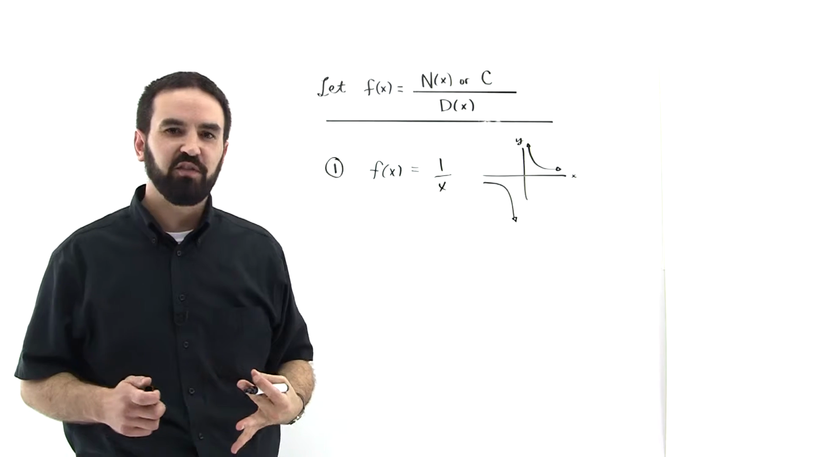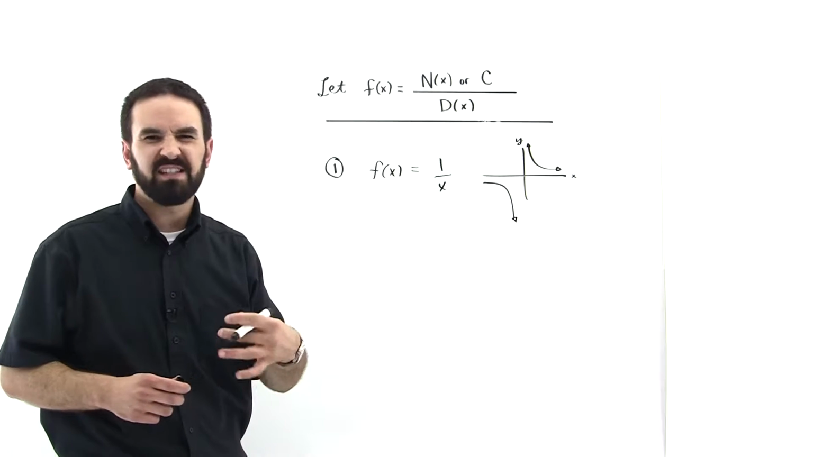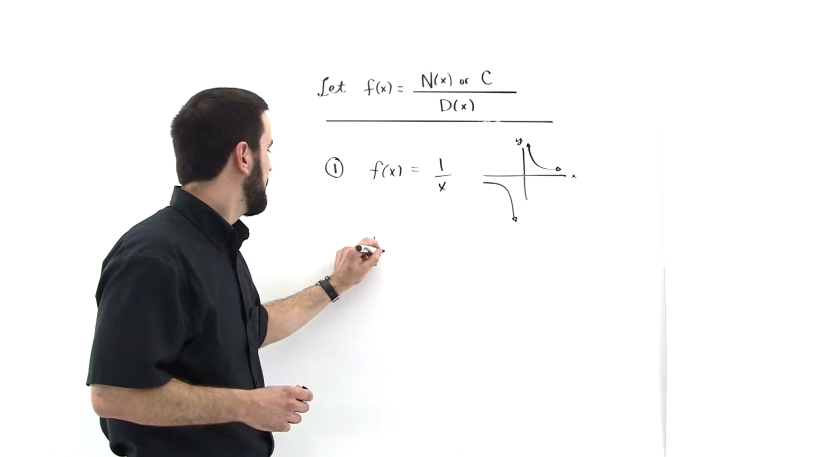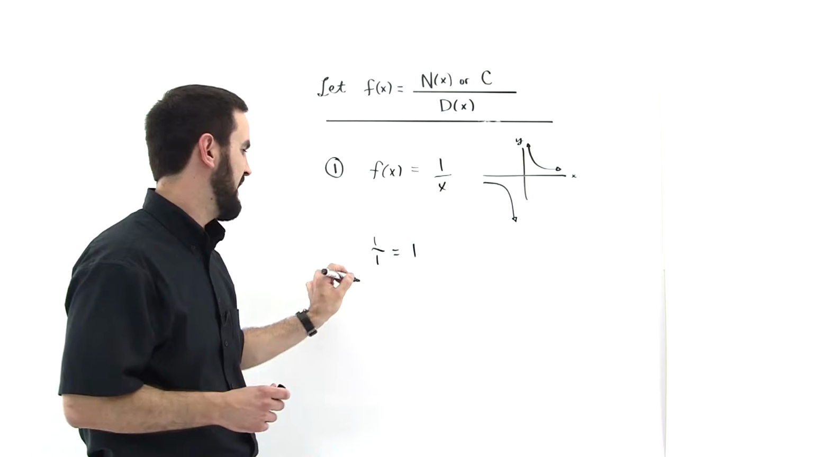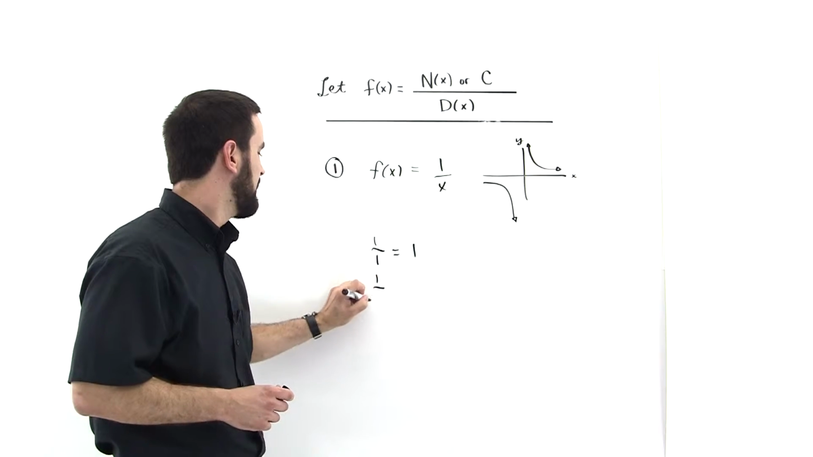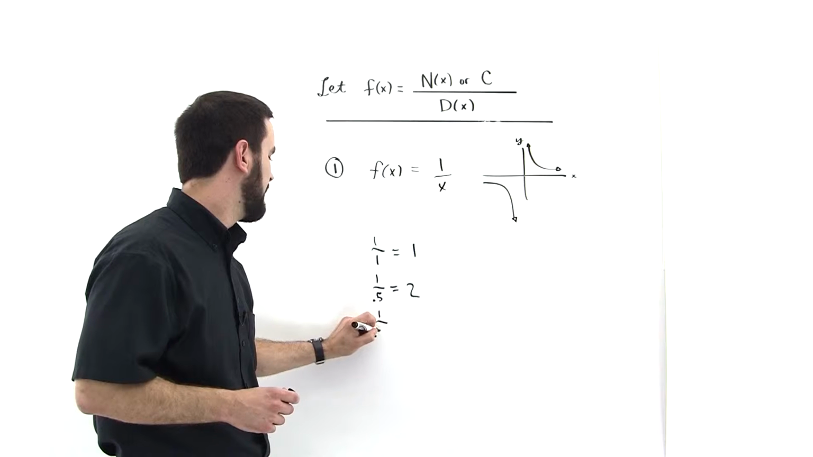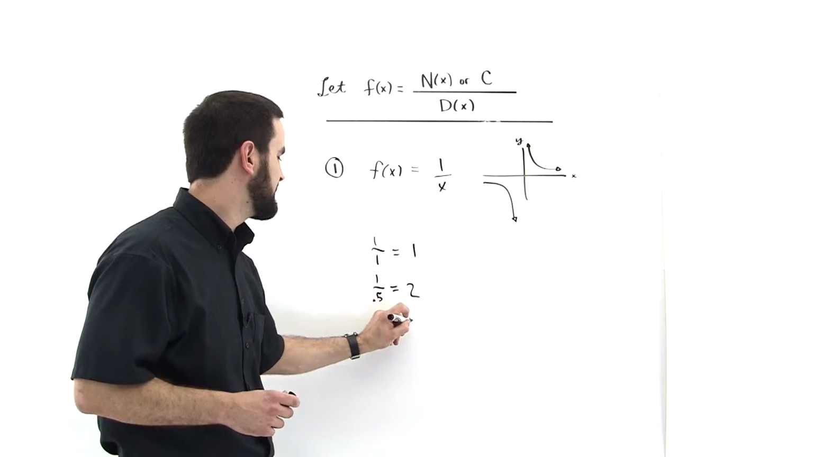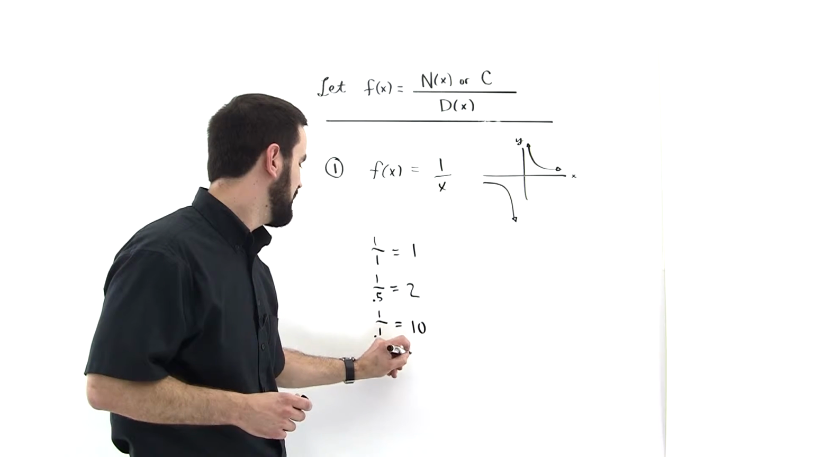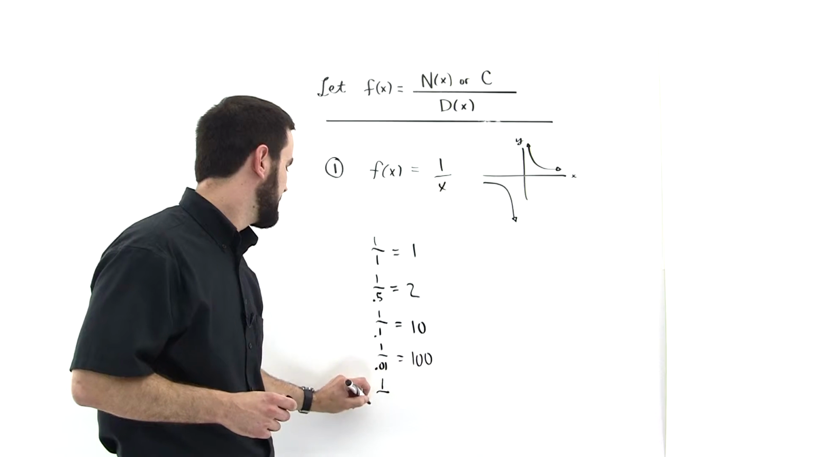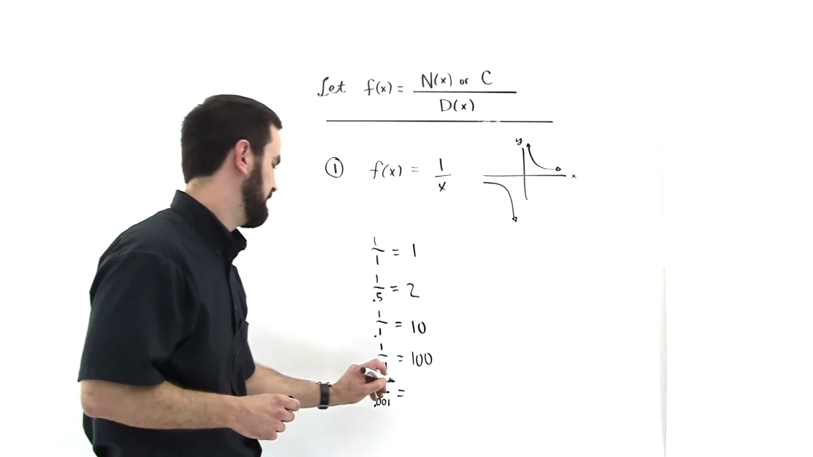In fact, the function is undefined at x equals 0 for the following reason. Let's start with x equals 1. So 1 divided by 1 is equal to 1. Then let's let x be something smaller, x equals 0.5. So 1 divided by 0.5 is equal to 2. Let's keep going smaller. 1 divided by 0.1 is 10. Let's go smaller, 0.01. 1 divided by 0.01 is 100. Still smaller, 0.001. 1 divided by 0.001 is 1,000.